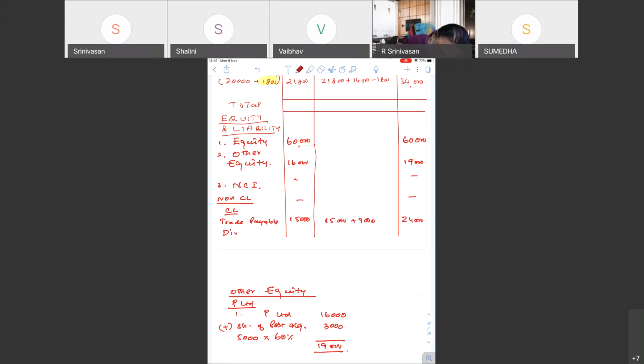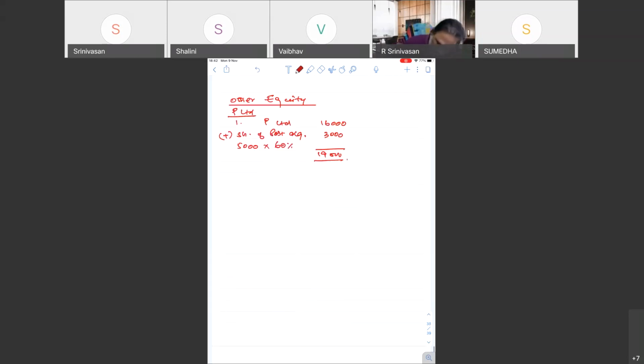Dividend payable, under other current liabilities. So we'll be taking a total dividend of 6,000. In that, share of NCI 40%. So that we have to take it here. That is 2,400.